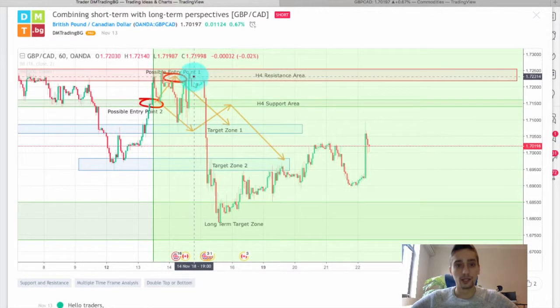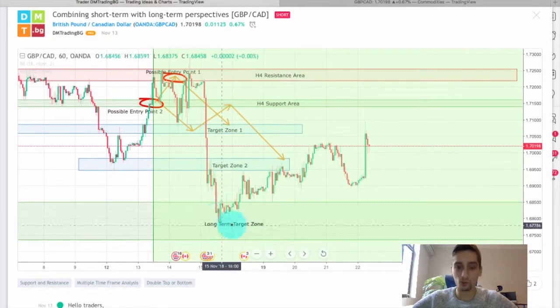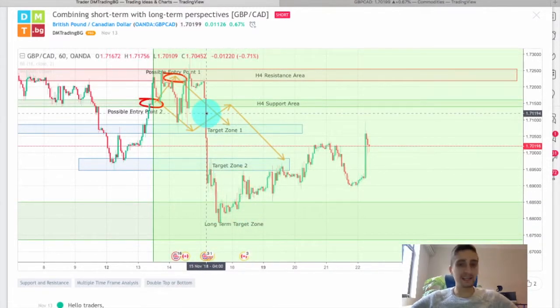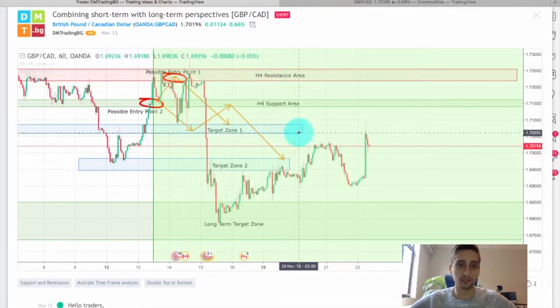Then another retracement back to that H4 resistance, and soon after that, from there, we saw a huge drop in price, which covered not only the area between this H4 resistance area and our target zone 1, but also, as you can see, target zone 2, and we also reached our long-term target zone. So this was an insanely great move, and if you followed the plan, it could have brought you some great profits. You can see that we were more inclined to short this pair.